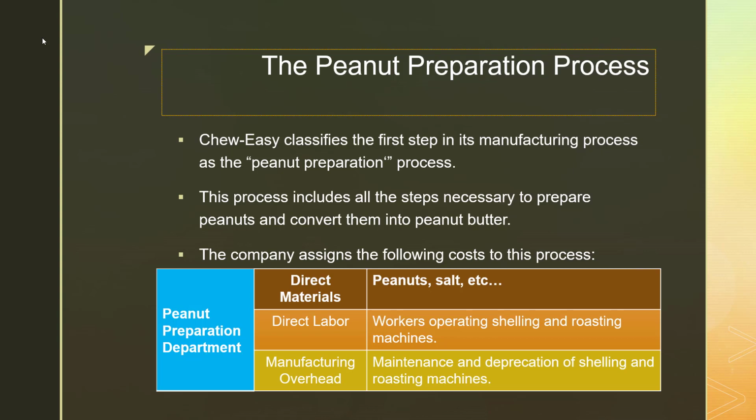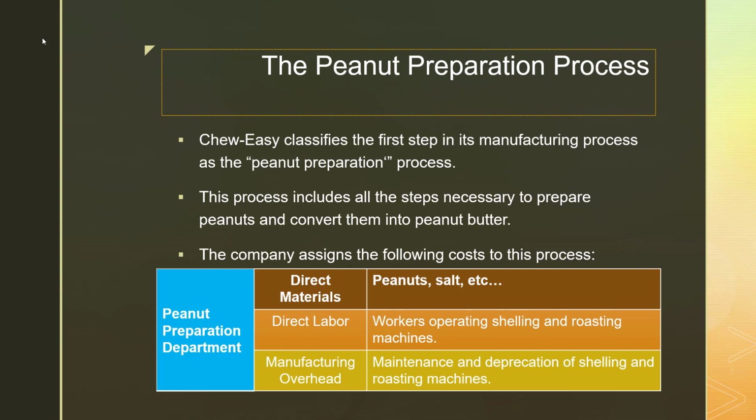What about direct labor? Well, it's still a very mechanized process of shelling peanuts and roasting peanuts, but people have to run those machines, which means the workers who are running those machines that are turning raw peanuts into prepared peanuts, their labor costs are direct costs, and therefore the direct labor costs would be our workers' salaries.